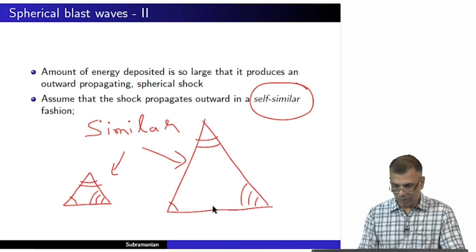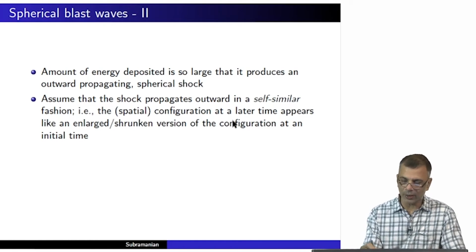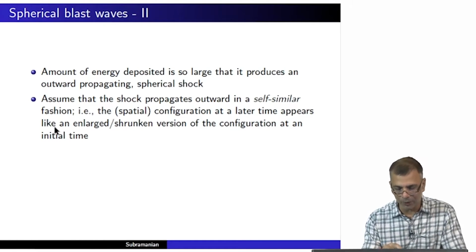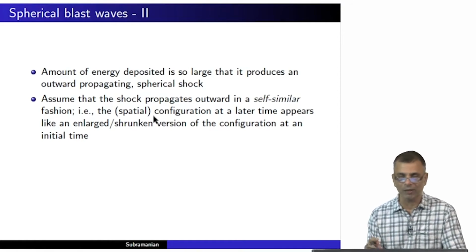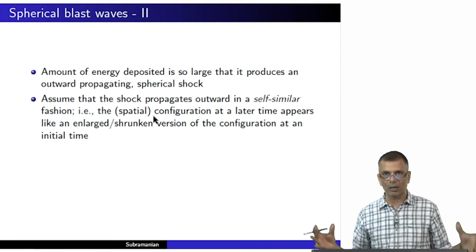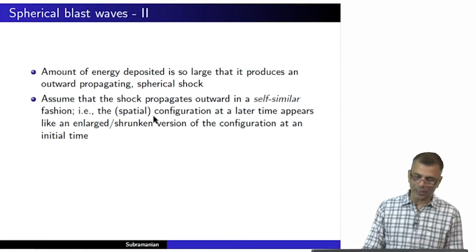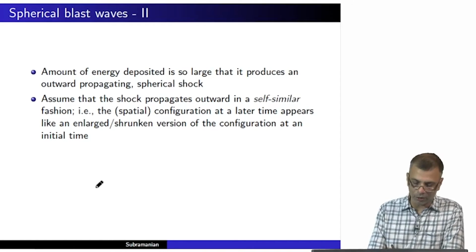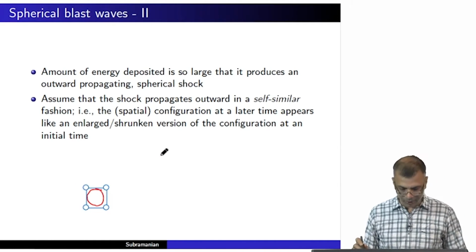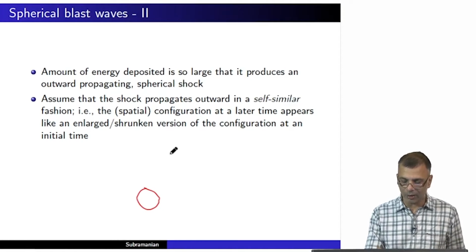So it's the same concept for self-similar shocks, in that the spatial configuration at a later time appears like an enlarged version. It can also be a shrunken version, but in this case, since we are considering an outwardly propagating shock, it is really an enlarged version. So it looks like an enlarged version of the configuration at an initial time. In other words, if the spherical shock front was somewhat like this at an initial time, later on it would appear like this.